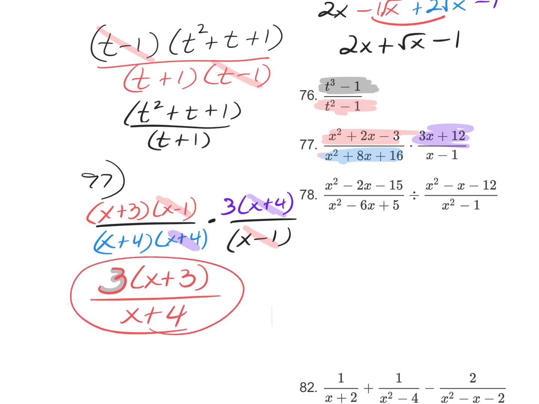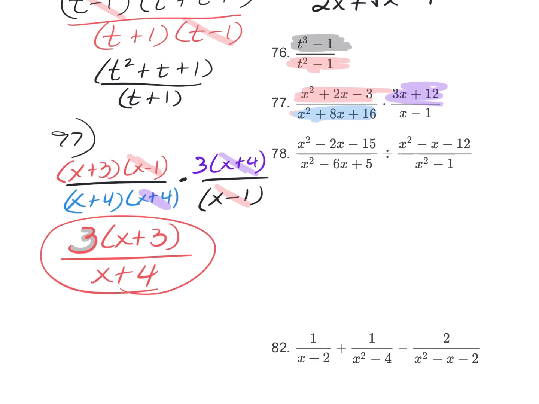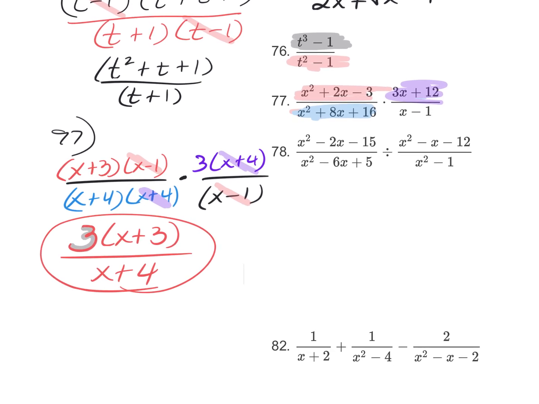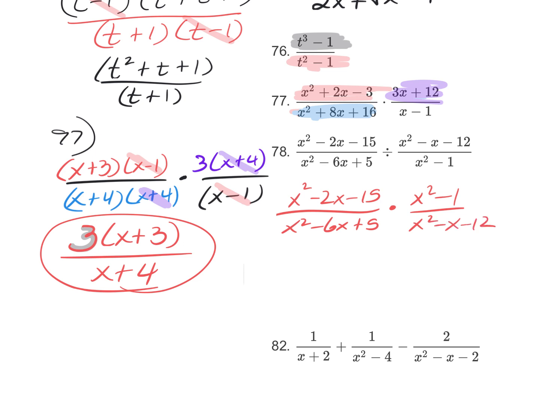For 78, same thing. I'm going to need to factor each piece. After I factor them, I'm going to need to do a keep, change, flip. Now, I'll go ahead and do a keep, change, flip first, just so I don't forget to do it. So let me go ahead, set this up as a keep, change, flip. So change it to multiplication. And now I can go ahead and begin to factor.